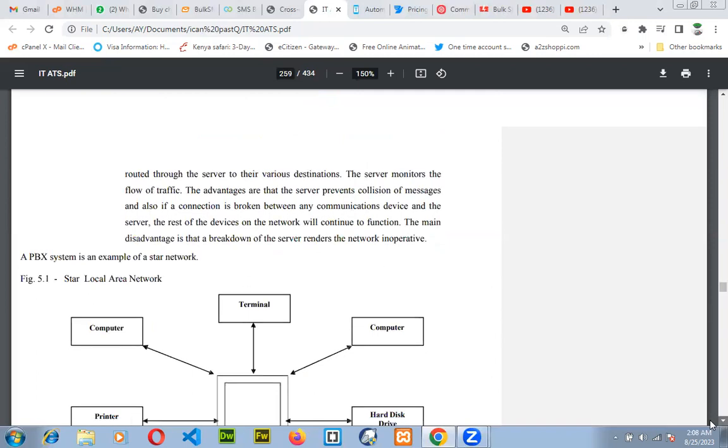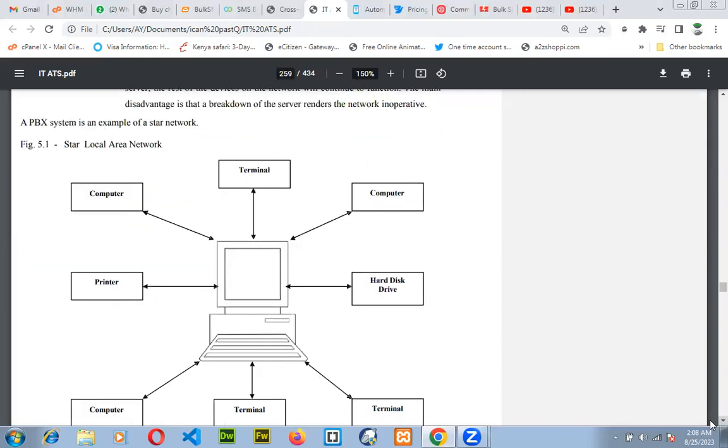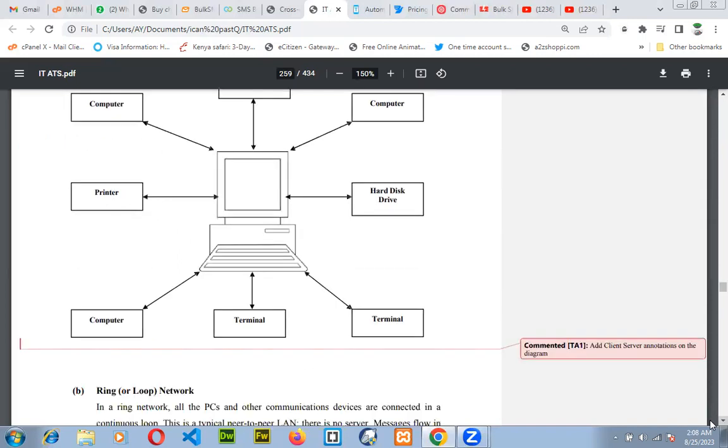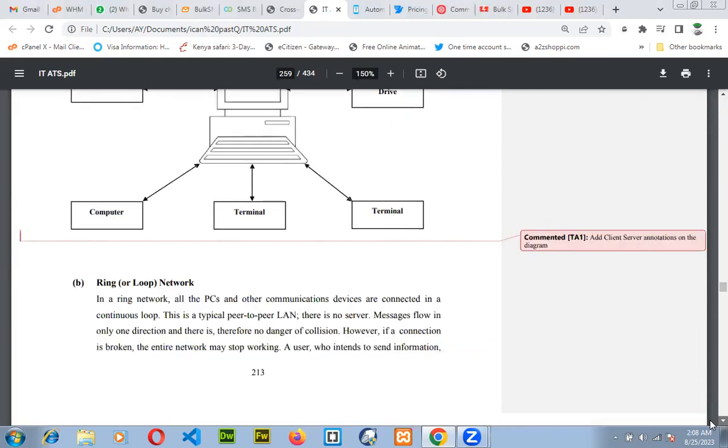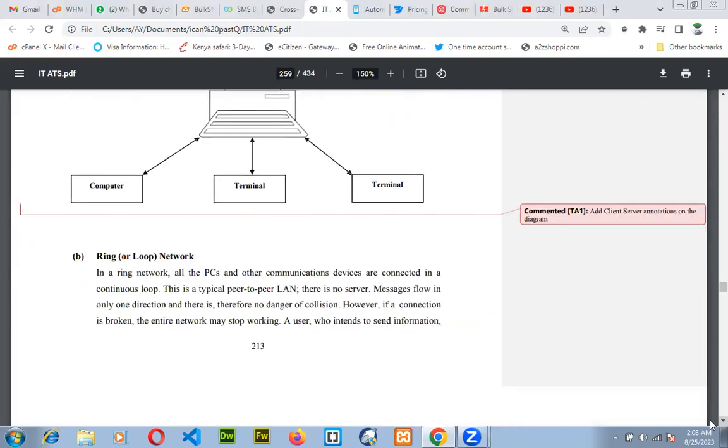So as you can see now, this diagram here is a typical example of a star network. You can see the printer is there, hard drive is there. All other computers or terminals are connected to the network. We have a ring or loop network. It's another kind of topology structure.